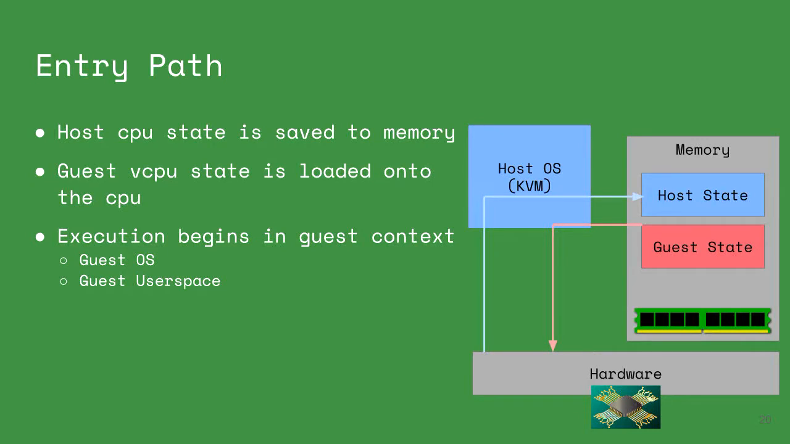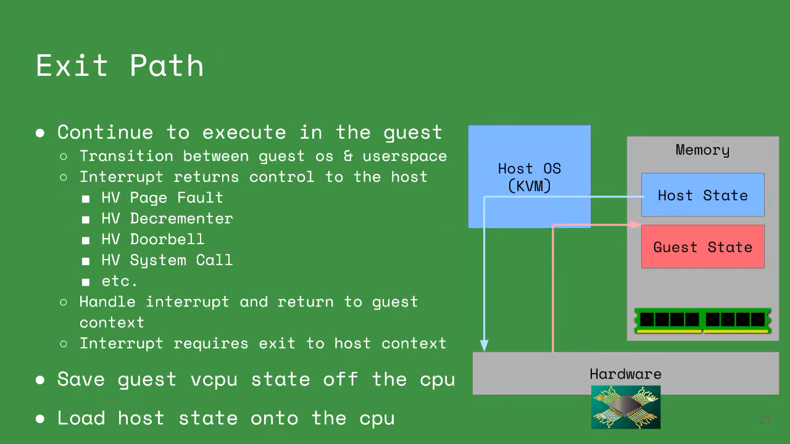We're executing in the guest context, and that might be in the operating system or in user space. And we can keep running and we can transition between the guest operating system and the user space without any host input. Now interrupts will come along which might return control to the host operating system. These could be hypervisor page faults, decrementers, hcalls, that kind of thing. Now if we can handle that, we can return straight to our guest.